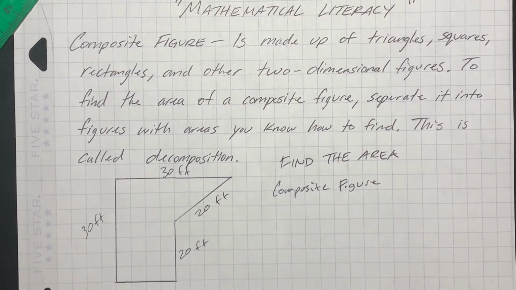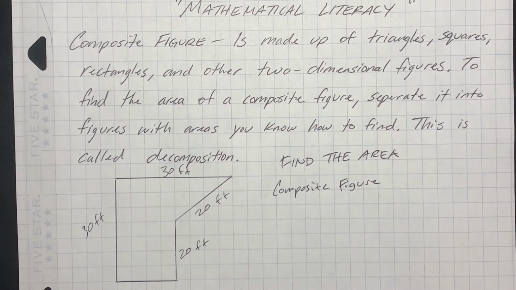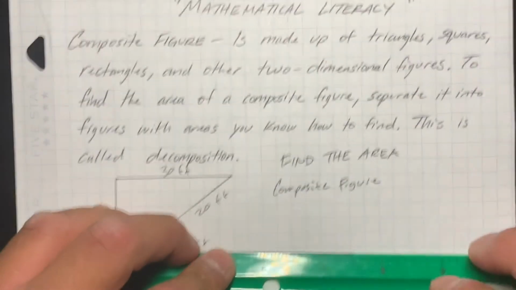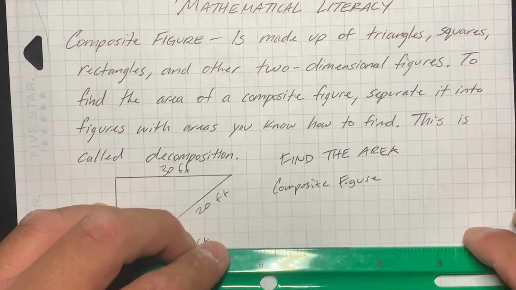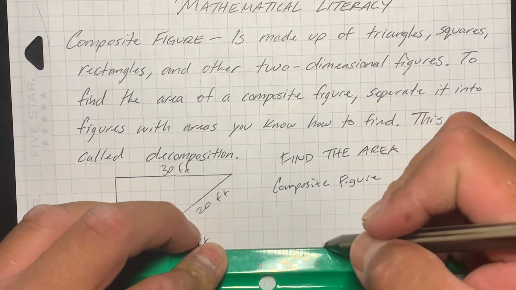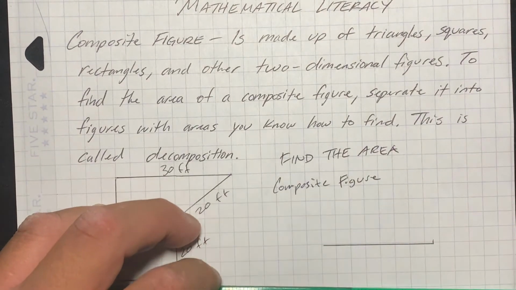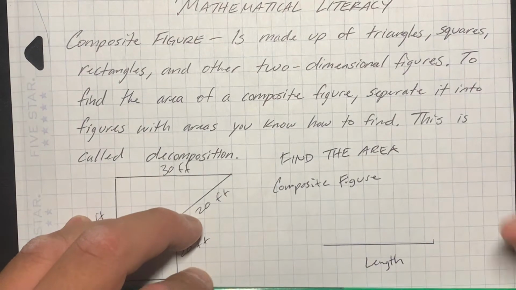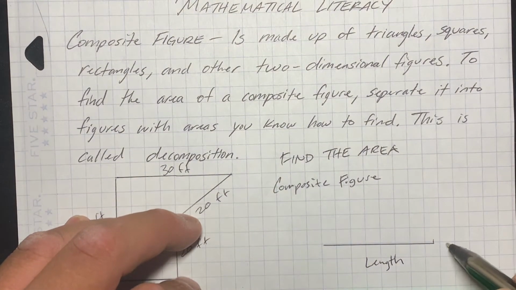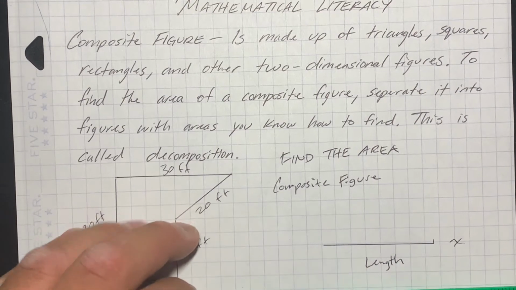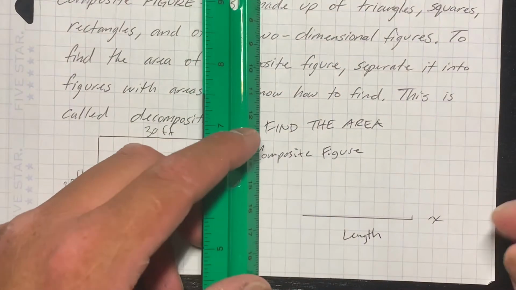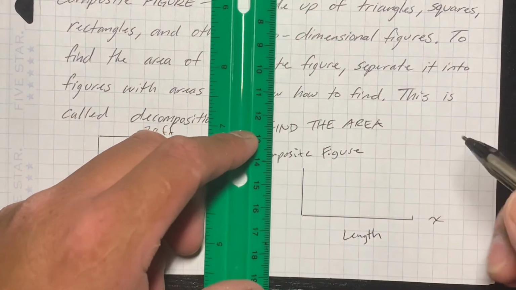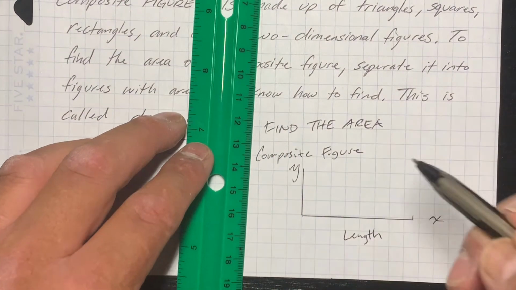Okay, so before I get into that, let's talk about dimensions. So if I have a dimension, let's say like that, that would be the length. Okay, one dimension would be a length. We also know that as the x-axis. Another dimension would be the height. How tall is something? Okay, that would be the y-axis.